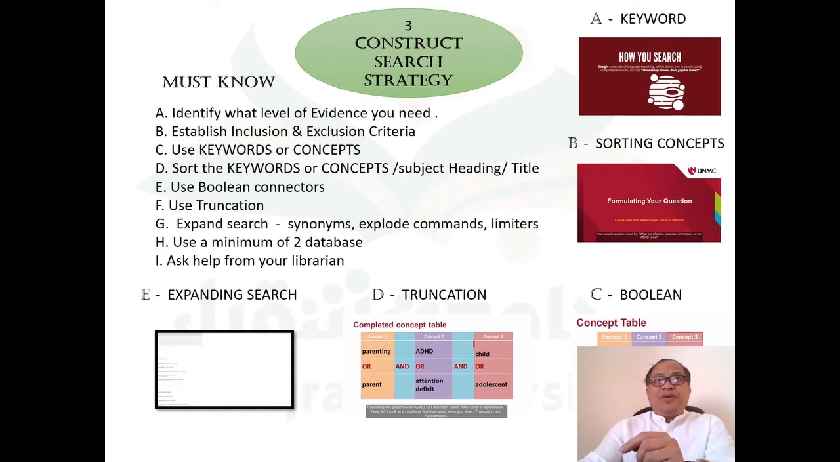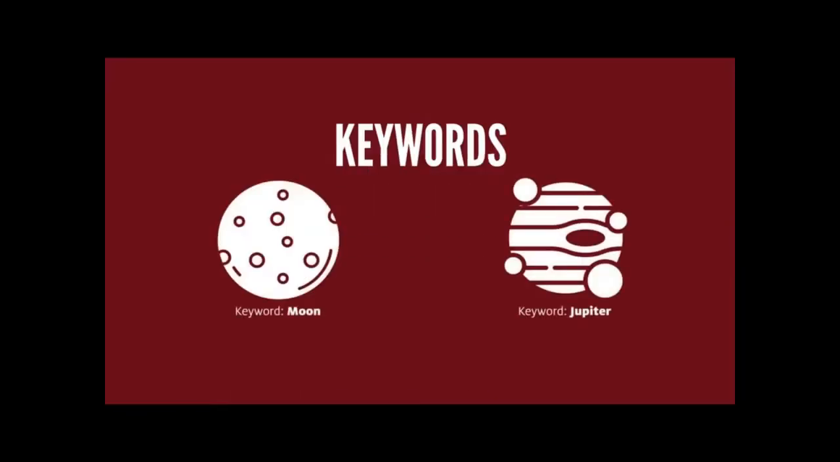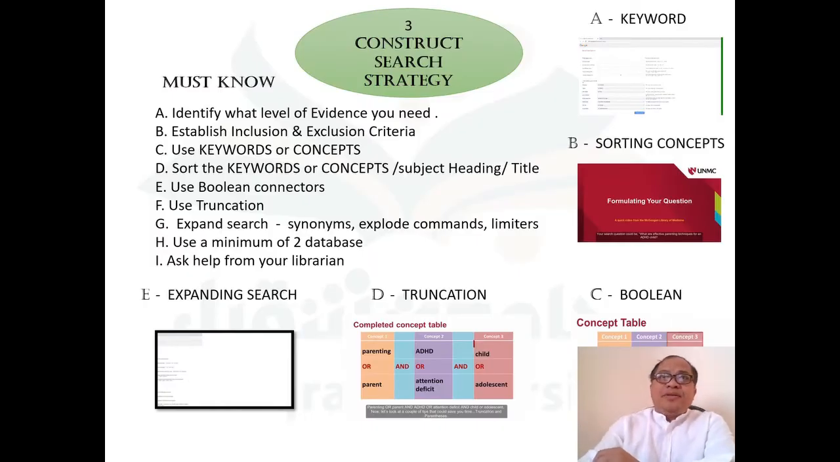Okay, so now you're ready to type and encode your keyword. First thing first, let's try to know what a keyword is. Again, let us be reminded. Research databases use more precise keyword searching, and most don't automatically search the full text of a resource. Keywords are words or phrases that describe the topic you are researching, and you'll want to use them when searching databases to locate the most relevant resources on your topic. We have discussed what a keyword is in the beginning, and that keyword will specify what exactly you are looking for. Keywords are the key concept.